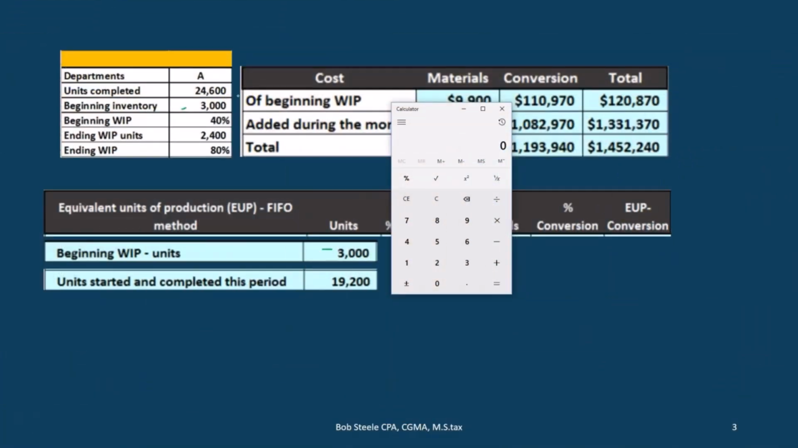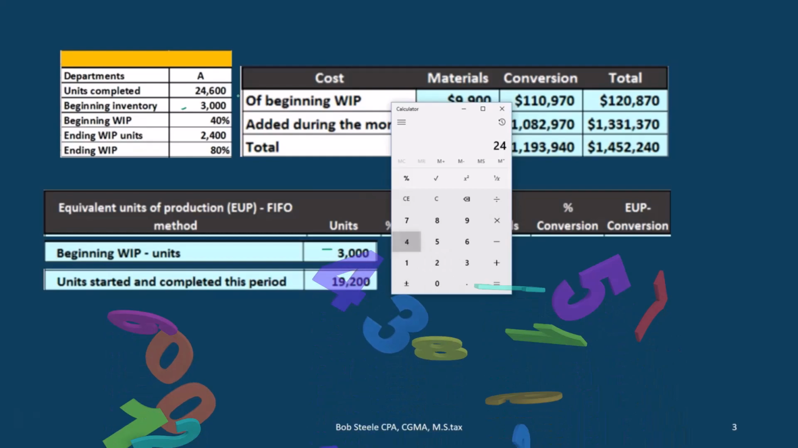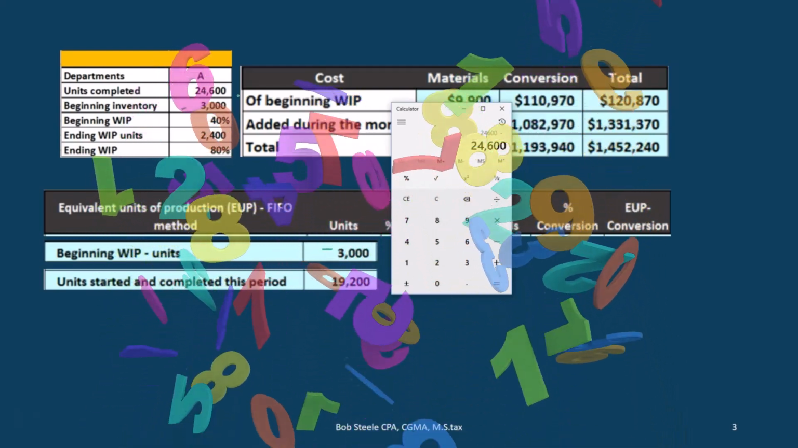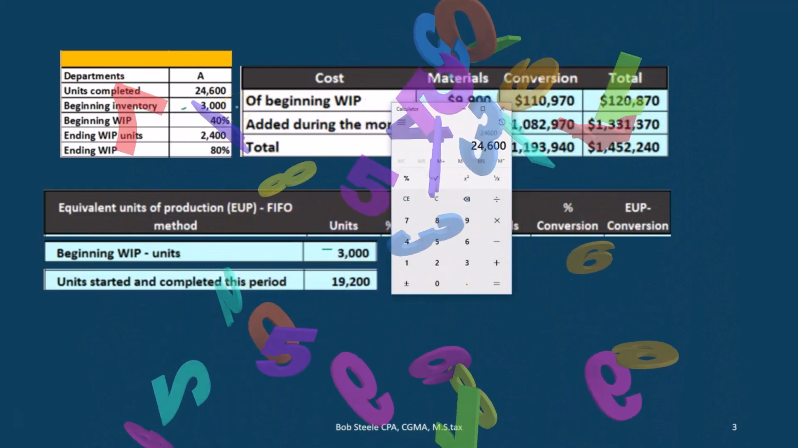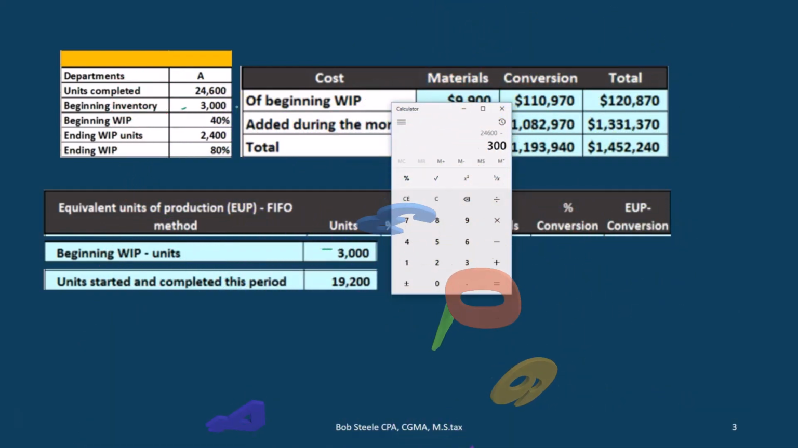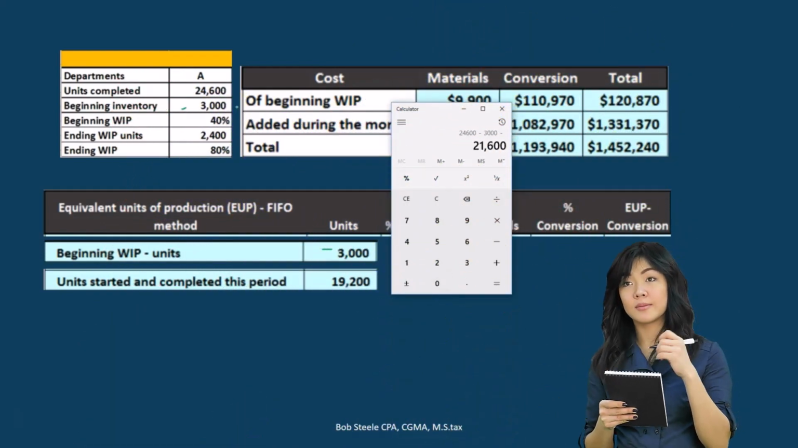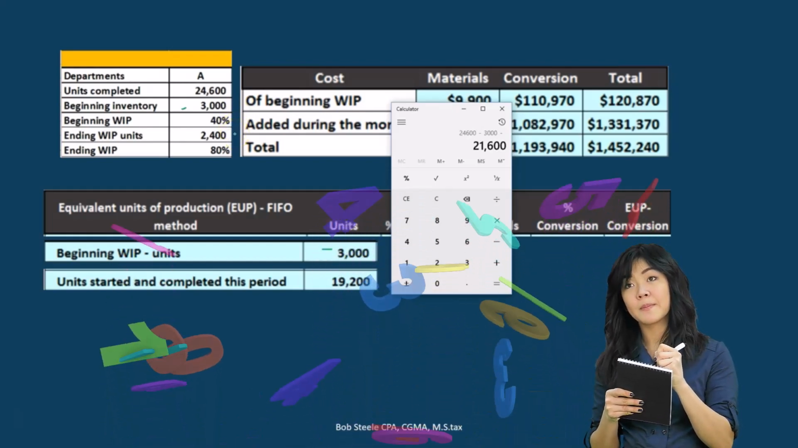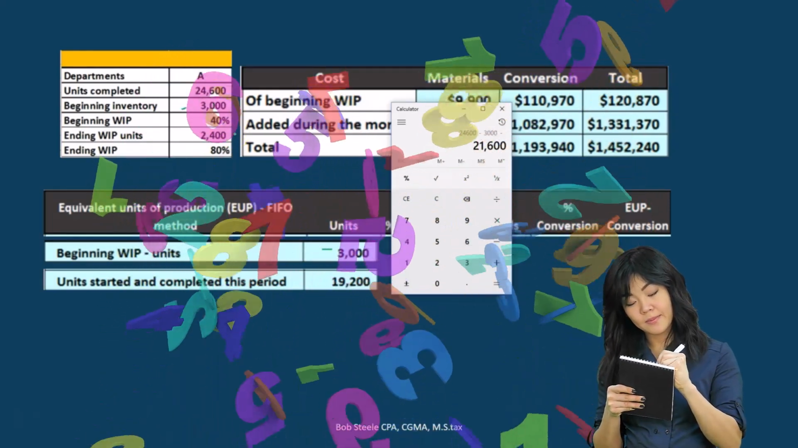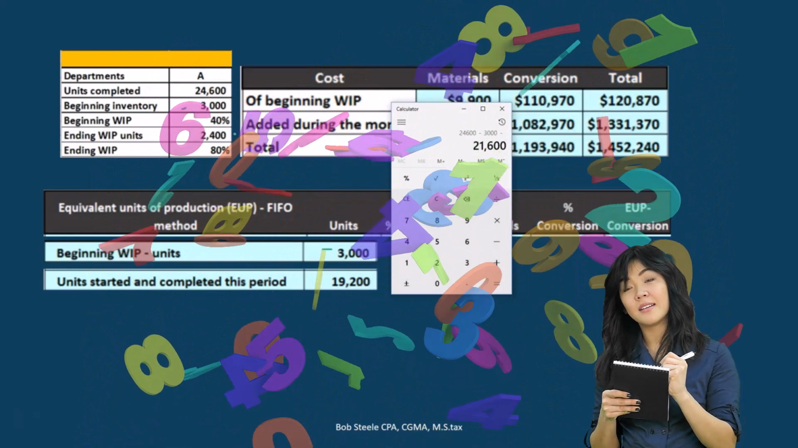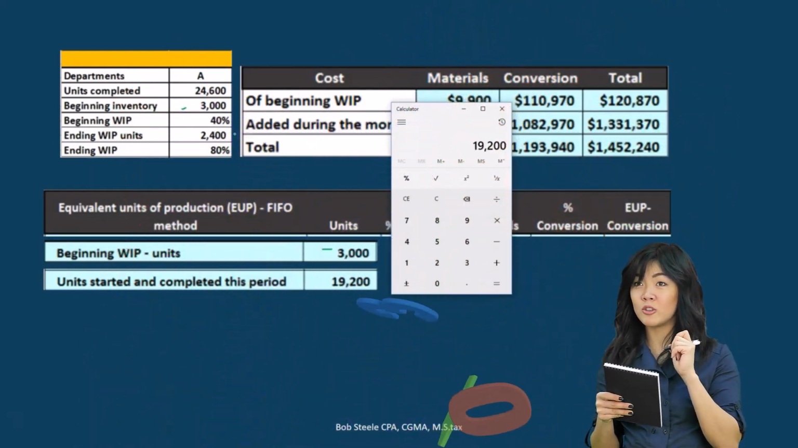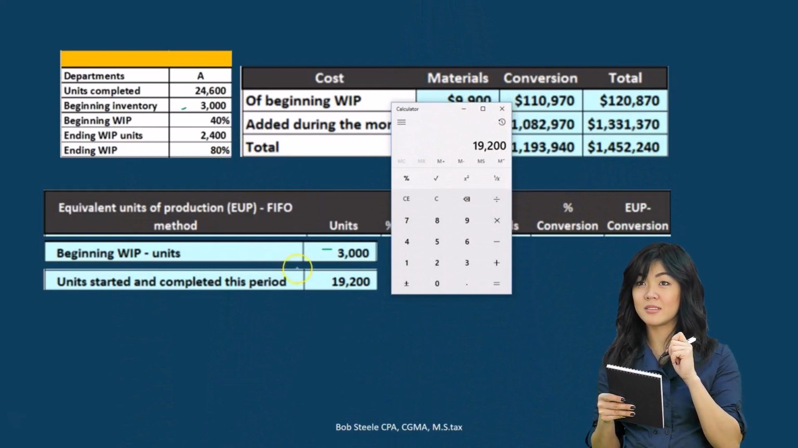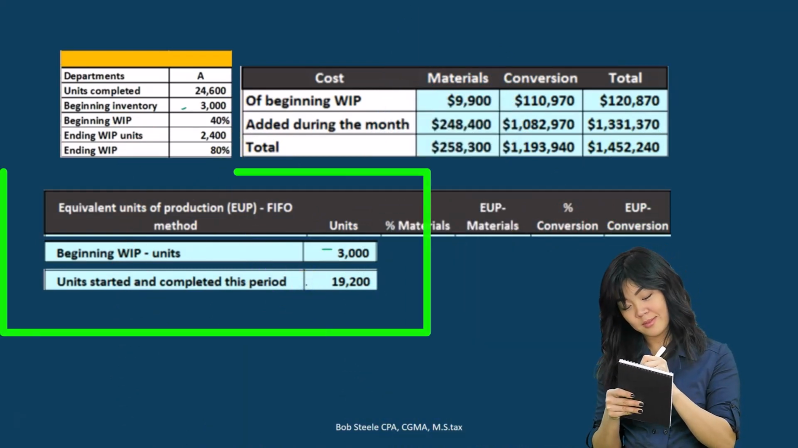Now they're going to give us the total units to account for, 24,600, minus the units that were in there at the beginning, because if they were in there at the beginning, we did not start them and complete them, so minus 3,000. And then we're also going to subtract out the units that are still in there at the end, because if units are still in there at the end, then we did not start them and complete them. That's going to be the 2,400. That gives us our 19,200. So this is the number we're going to back into.